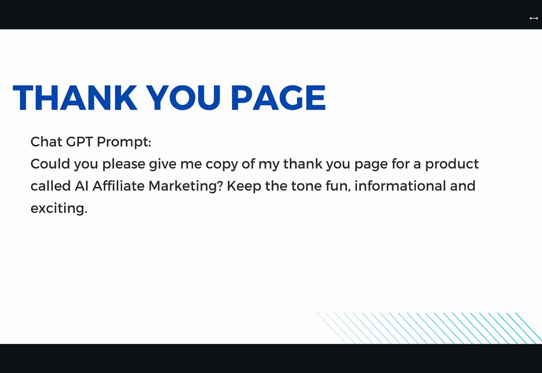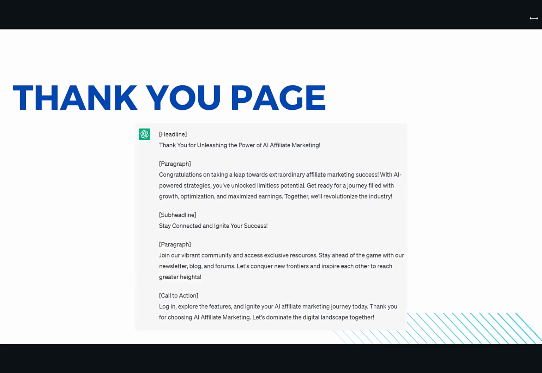So what happens next? You have to do your thank you page copy. You can copy this prompt into ChatGPT and say, hey, could you please give me copy for a thank you page for a product called AI Affiliate Marketing? Again, you're going to put in your product, either one you're promoting or your own. And again, I'm going to put in the tone, because anytime I'm writing paragraphs, I want to give it a tone so it doesn't sound so robotic and AI. So I said keep the tone fun, informational, exciting again, because those are the three that I use most of the time. Once you put that in, it comes back with a thank you page.